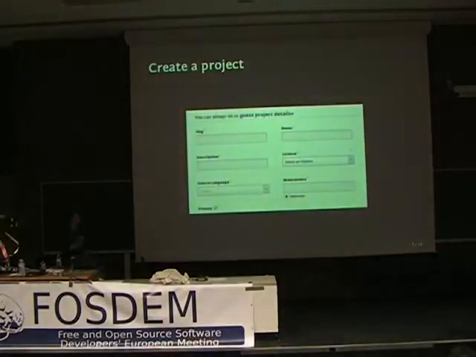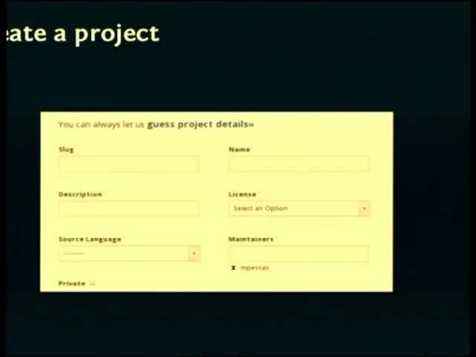Anyway, for translators, the whole process is very easy. First of all, you create a new project. You set up the slug, the name of the project, a small description, and you choose the source language. The source language is the language that is used in your source code. I guess mostly English for us.